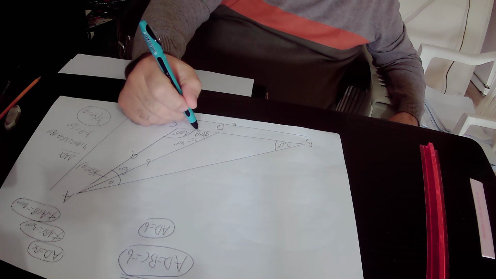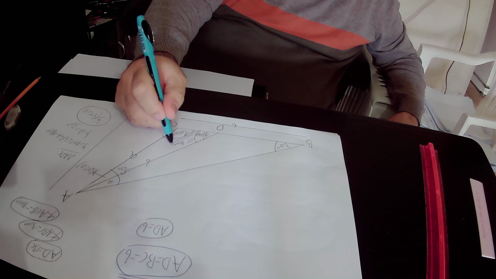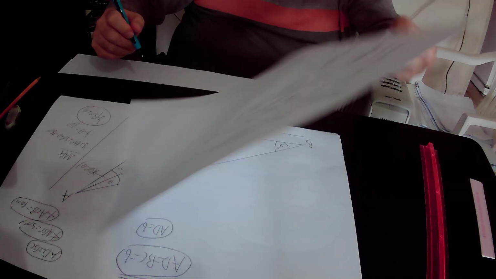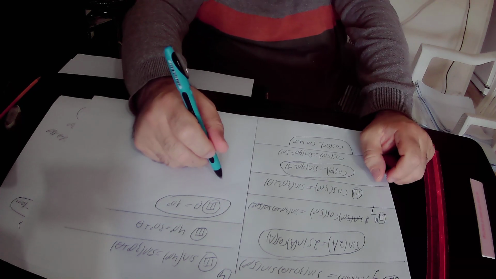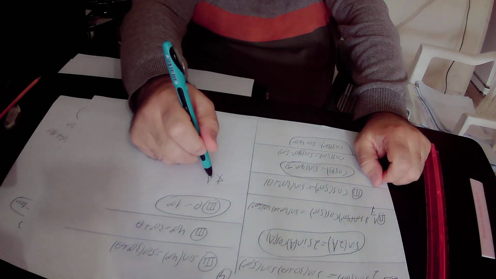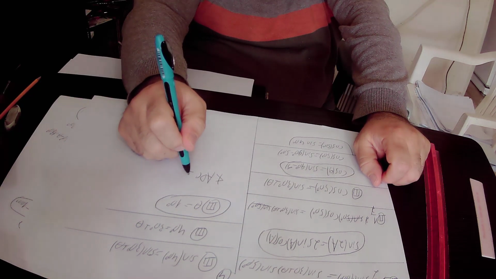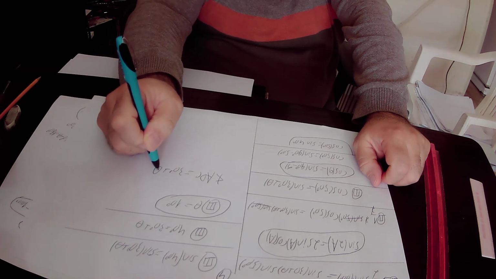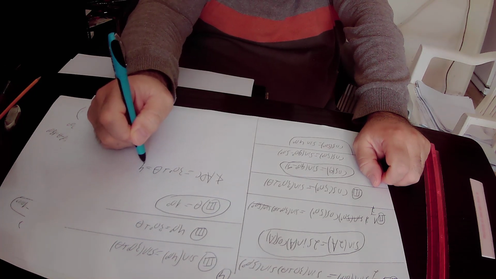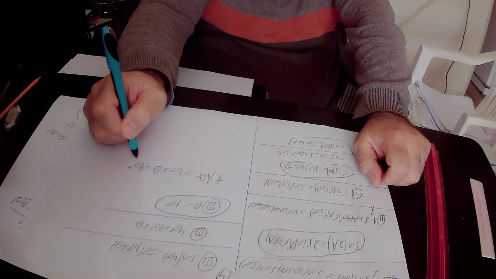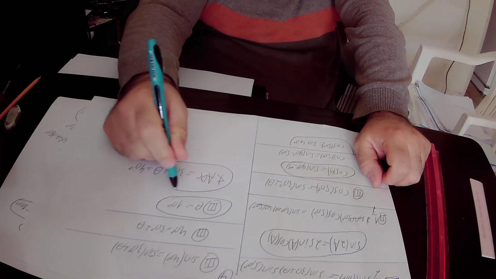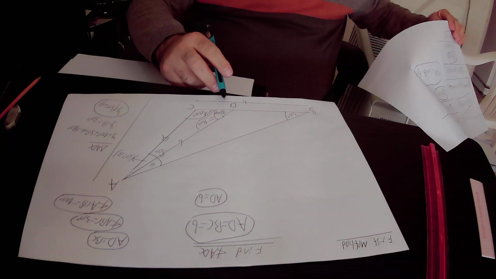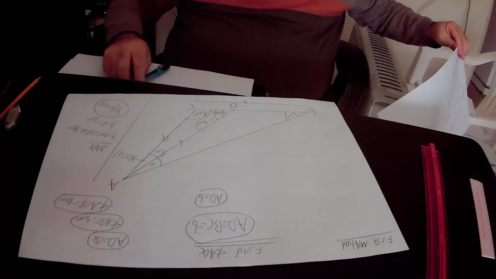So we found out that the angle that we are looking for, angle ADC, equals 30 degrees plus theta, which actually equals 40 degrees. So the answer to the question is that angle ADC equals 40 degrees.